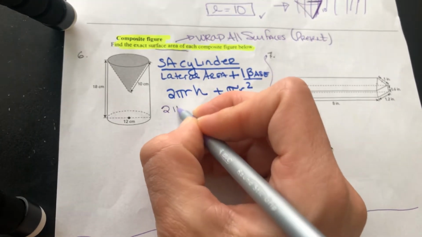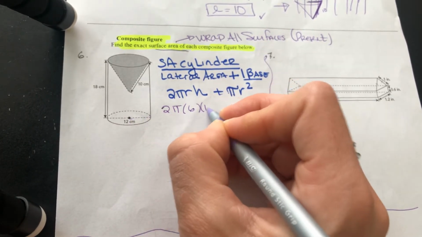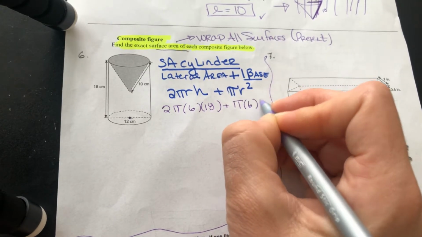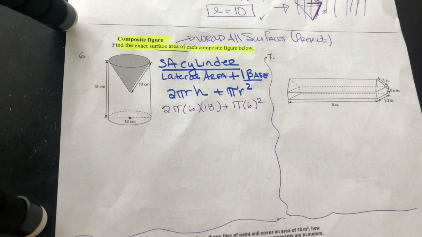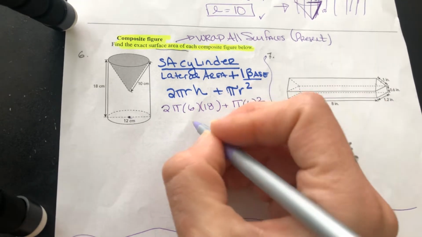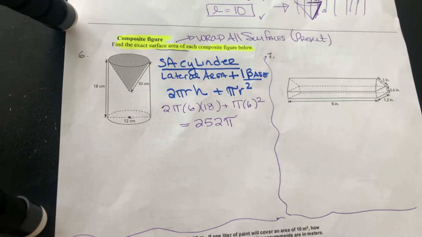Okay, let's put our numbers in. So we have a 2, we have a pi. My radius is 6. My height is 18 plus pi radius 6. Okay, let's take a look at what we get when we calculate that. So we have 2 times 6 times 18 plus 36. So this whole thing is 252 pi. Let me just double check. 2 times 6 times 18 plus 36.